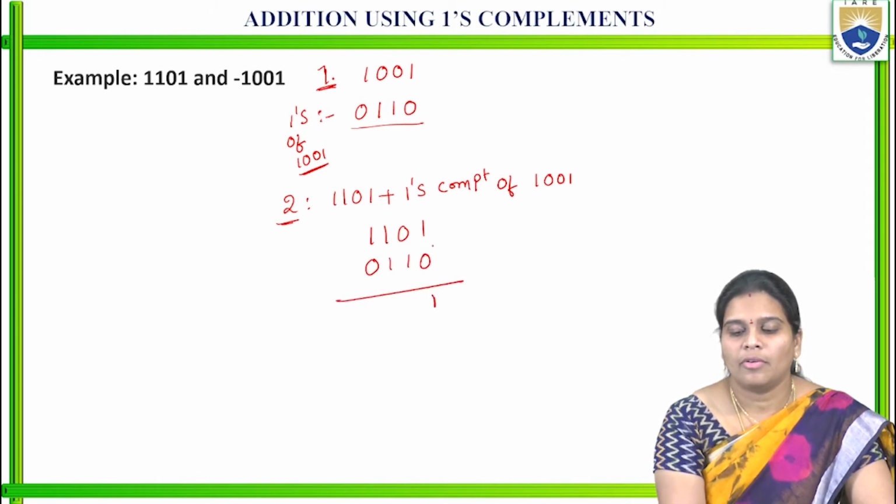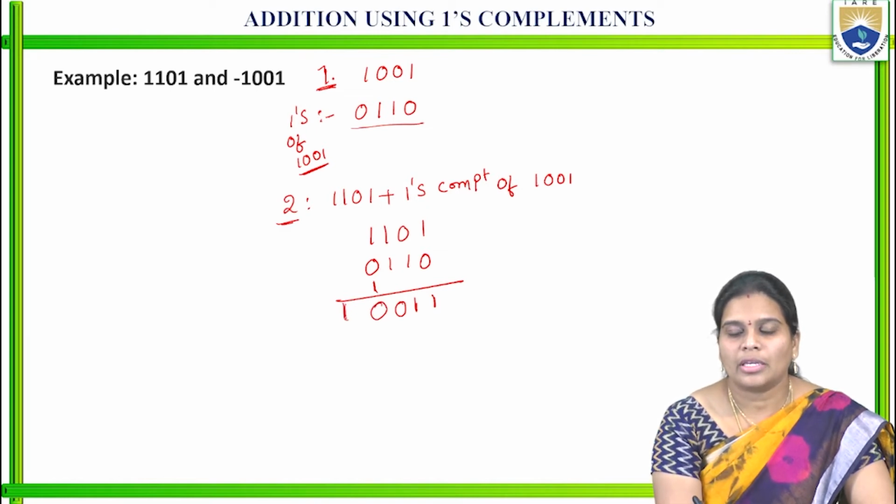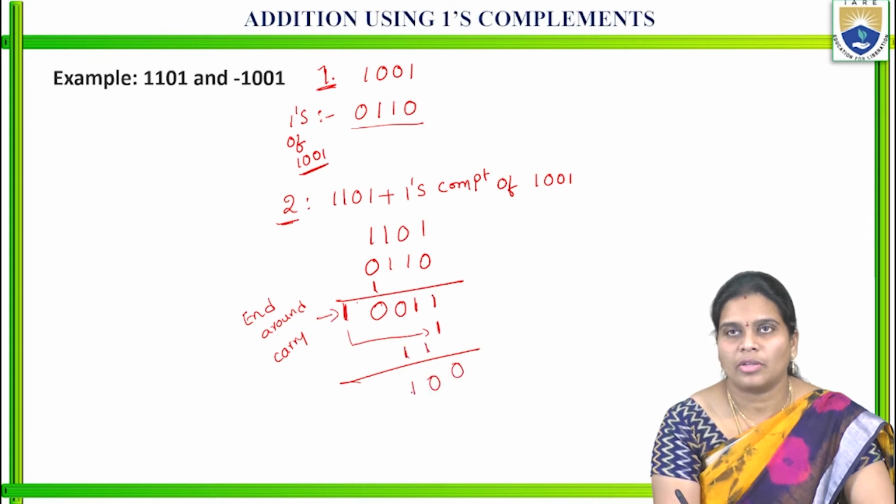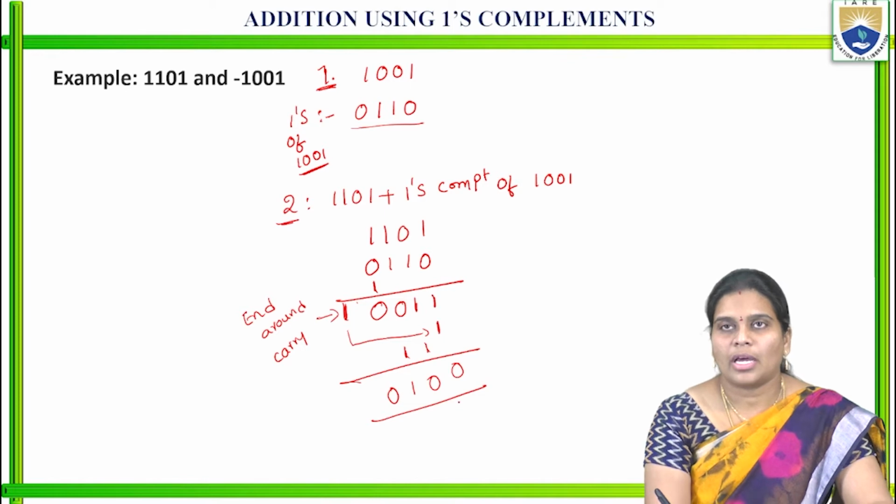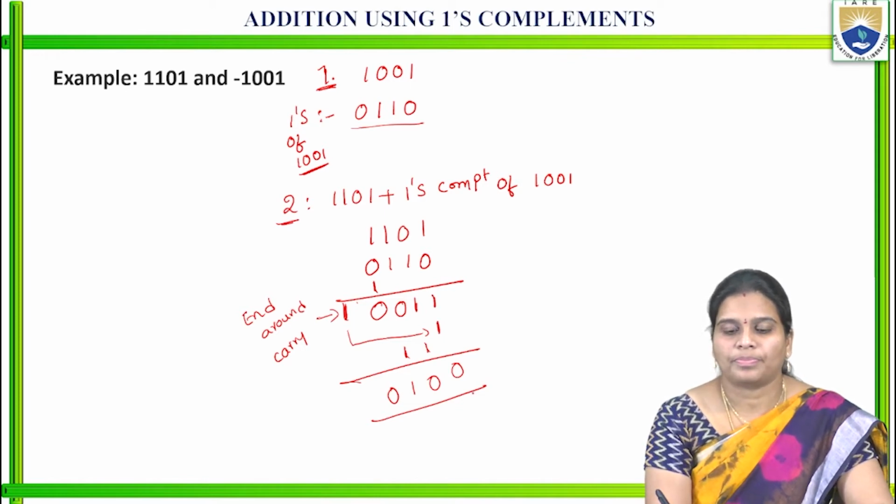Okay, 1 plus 0 is 1, 0 plus 1 is 1, again 1 plus 1 is 1 0, 1 plus 1 is 1 0. So here we are having the carry. So this carry is called the end around carry. This carry will be added in this LSB bit. Okay, 1 plus 1 is 1 0. The final answer is 0100.